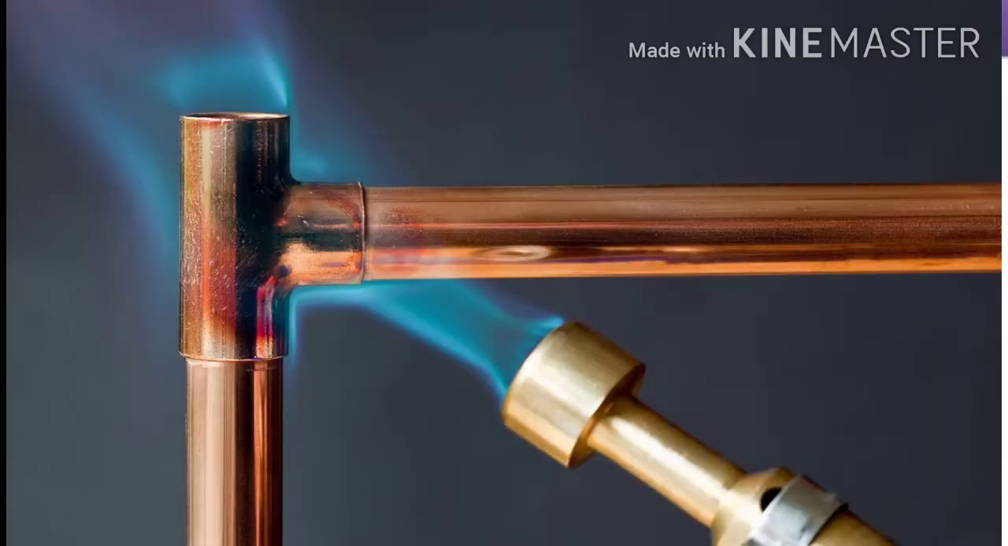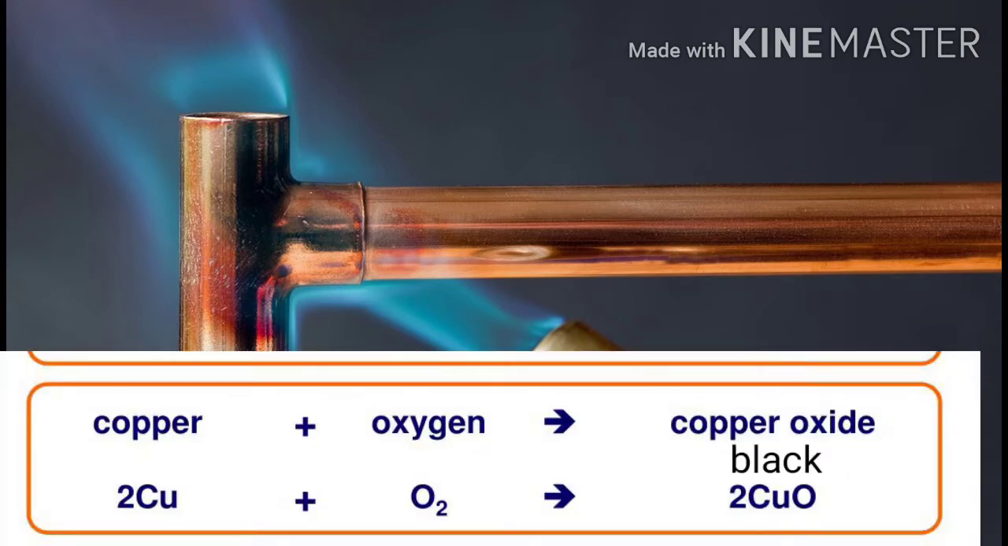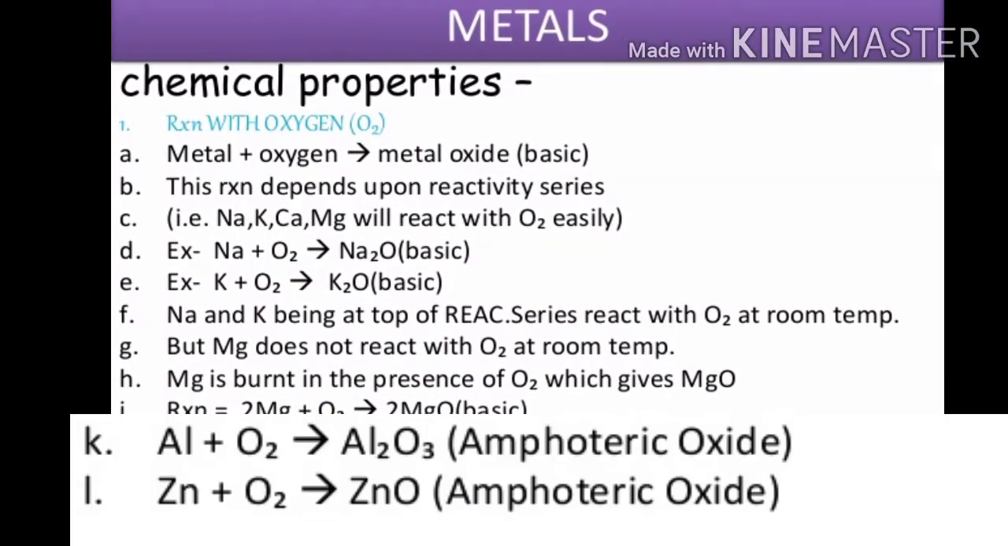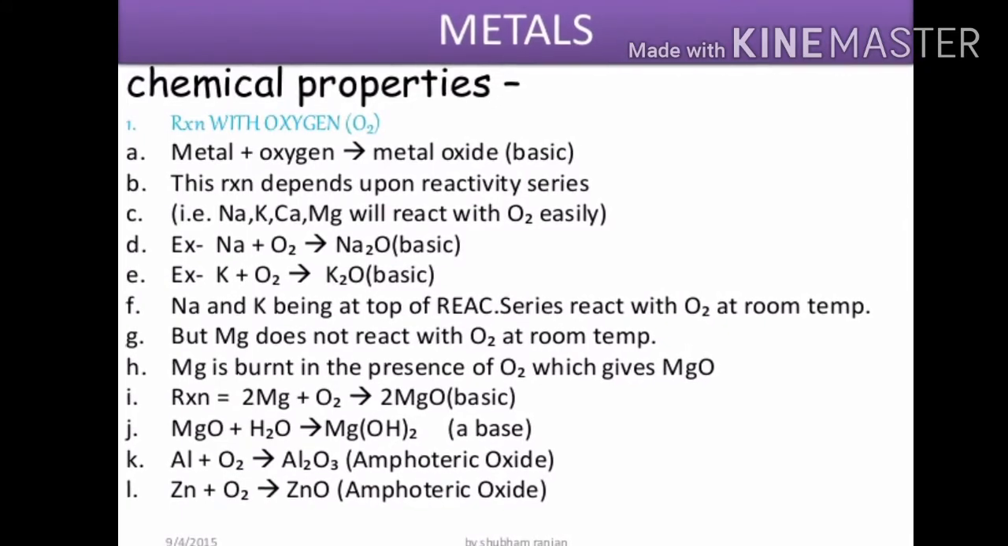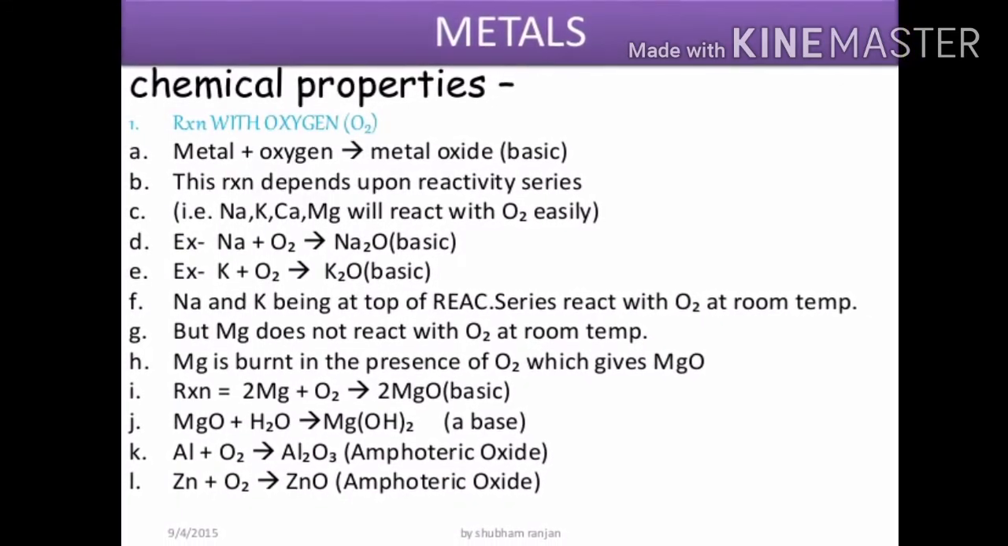Copper, on the other hand, does not produce a flame. It burns with a black deposition of copper oxide on its surface. Similarly, aluminium and zinc also do not produce a flame and form depositions of aluminium oxide and zinc oxide. These two oxides are amphoteric in nature.